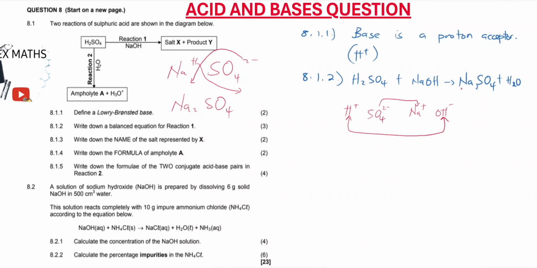We have 2 sodiums here. This side we have 1, so we can balance it with a 2 like that. Now we have 2 sodiums. We have oxygens, 4 plus 2, that's 6 oxygens. Then hydrogens we have 2 plus 2, that's 4. So let's make a 2 here. Then now we have 4 hydrogens. The oxygens are 4 plus 2, that's 6. Now our equation is balanced.